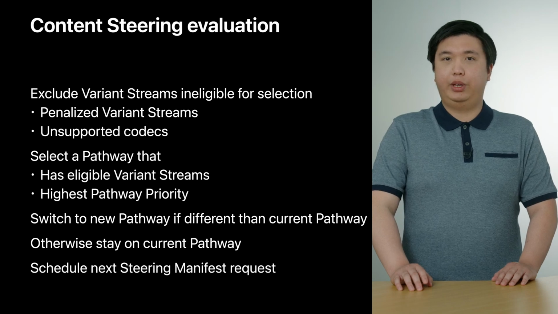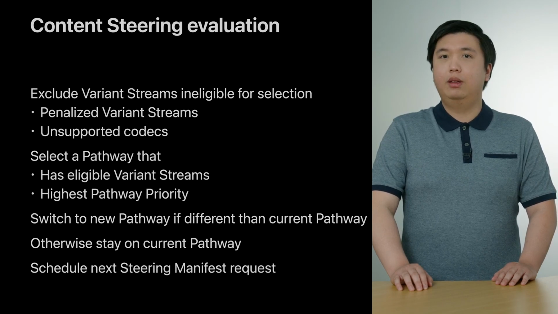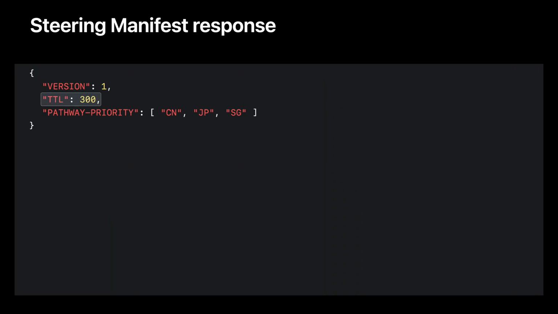Finally, the client will schedule the next steering manifest request to poll for the latest updates from the steering server. So how does this scheduling work? Let's review the steering manifest. Notice that there's a TTL field, which specifies the number of seconds the client should wait until sending the next steering manifest request. In this example, after the client performed the content steering evaluation using this steering manifest's pathway priority list, it will schedule the next steering manifest request in 300 seconds, which is 5 minutes.